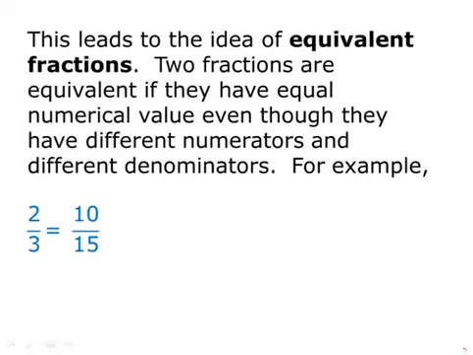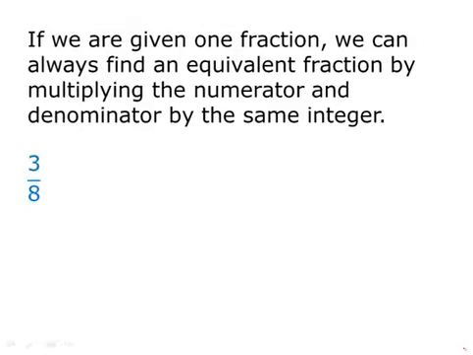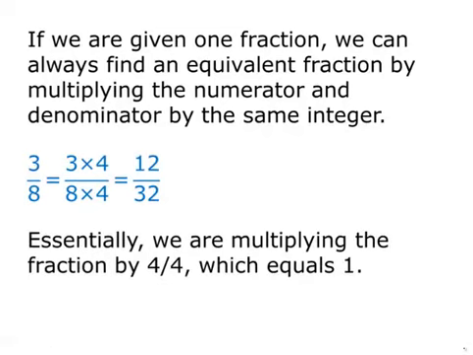In fact, one way to see what's going on here, we can write the 10 and the 15 as products, 2 times 5 over 3 times 5. In other words, the numerator and the denominator of the original fraction both got multiplied by the same factor. And in fact, we can expand that idea. If we are given one fraction, we can always find an equivalent fraction by multiplying the numerator and the denominator by the same factor. So for example, we start out with 3/8. We could multiply the numerator and the denominator by 4. This would give us 12 over 32, an equivalent fraction. Essentially, we are multiplying the fraction by 4 over 4, which equals 1.